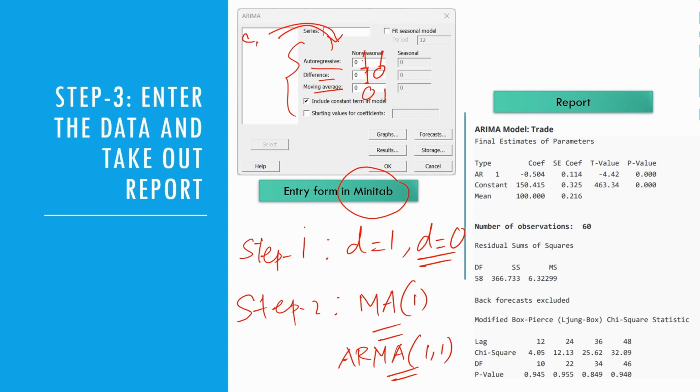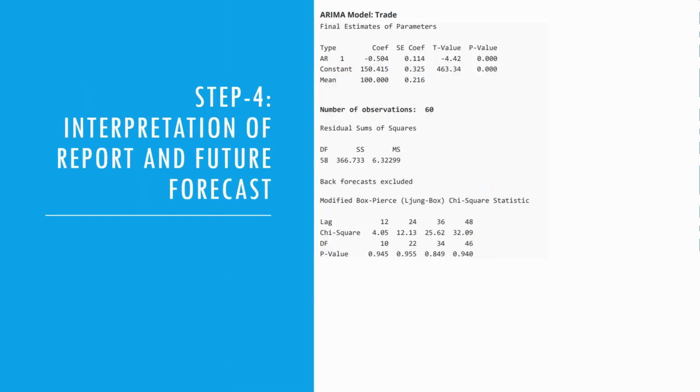Okay, then you click on OK, and the report comes out. The report is in this form. This is the report, and this is step 3. In step 4, we will see how to interpret the report. So this is your step 4.